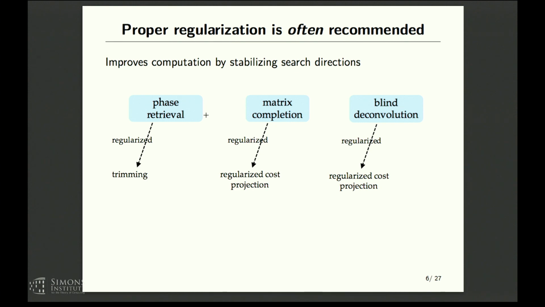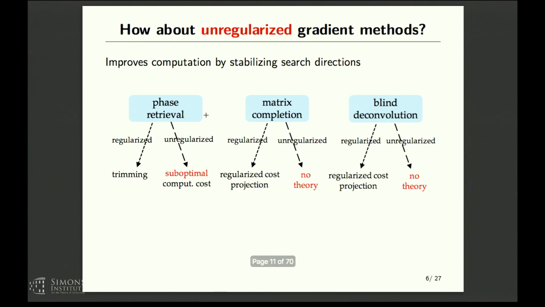So there's already a lot of theory about regularized versions of the optimization algorithms, but in comparison, the unregularized versions of, let's say, gradient methods are much, much less understood. Take matrix completion and blind deconvolution, for example. There's almost no theory talking about unregularized versions of the gradient methods. And the situation for phase retrieval is slightly better. We have results for the unregularized version, but the computational cost there is highly suboptimal compared to the regularized version.